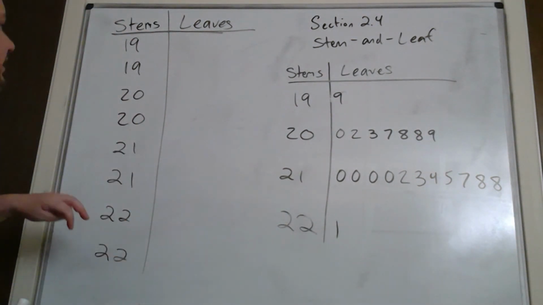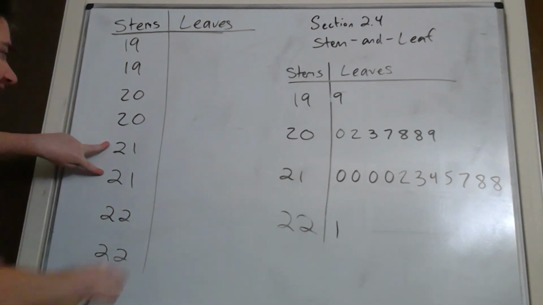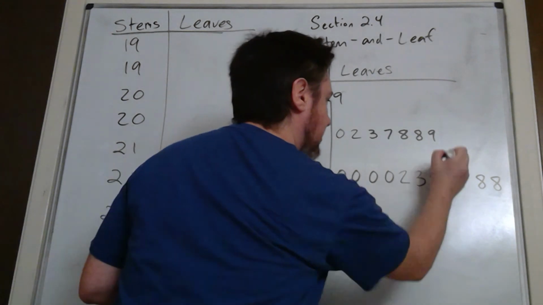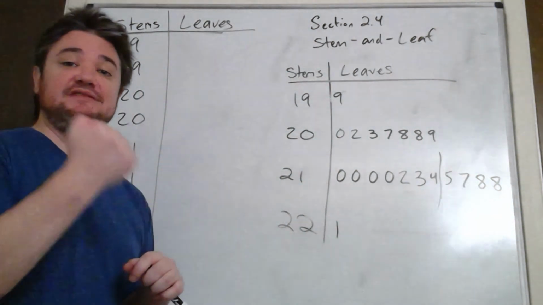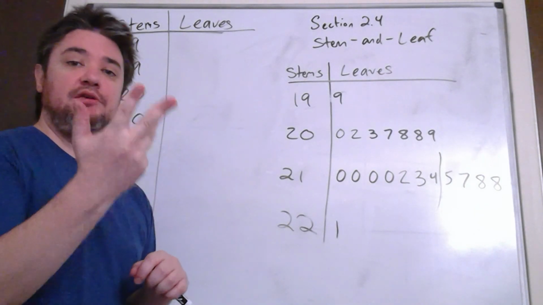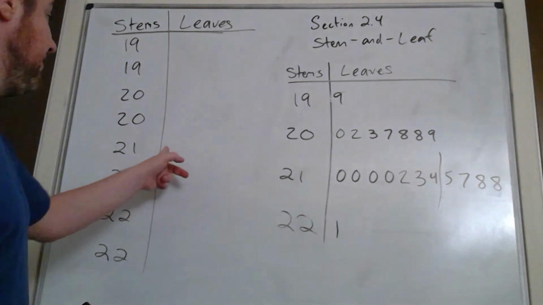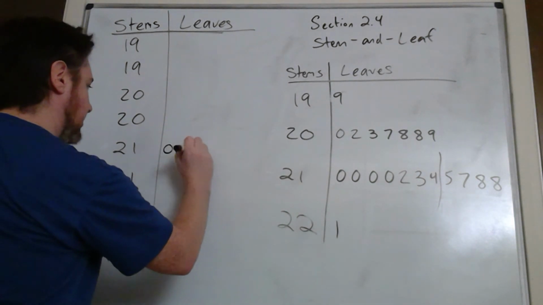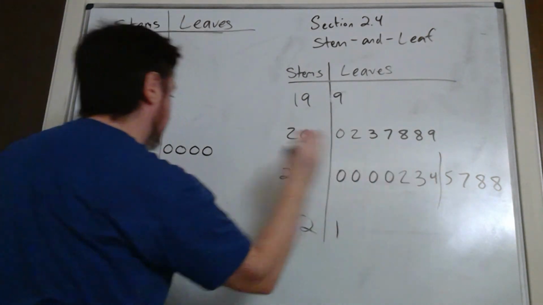So what I'm going to do here is, let's start with the 21 leaves. In this one, I'm going to list any digit that goes from 0 to 4. So if the leaf is a 0, 1, 2, 3, or 4, right? So 5 different digits can belong in there. Then they're going to go in this first row right here. So let me list 0, 0, 0, 0, 2, 3, 4.